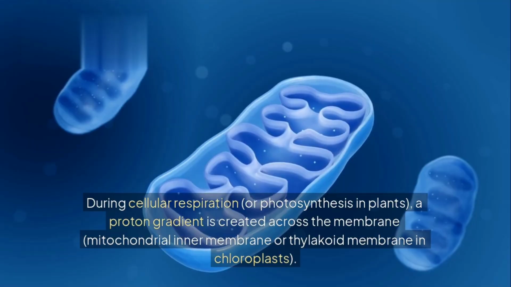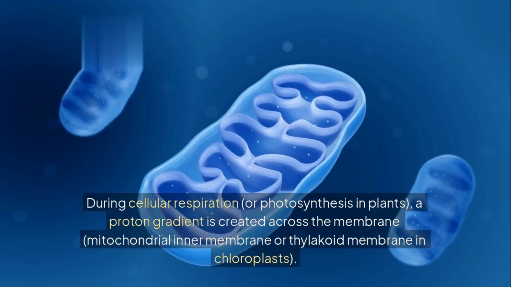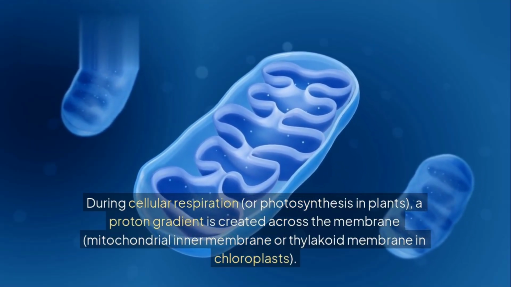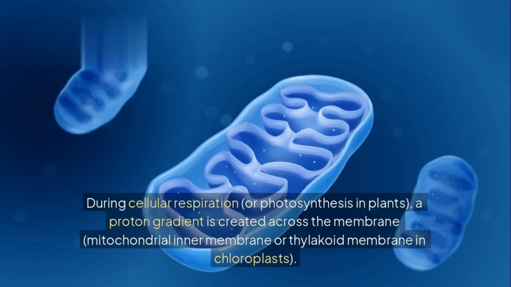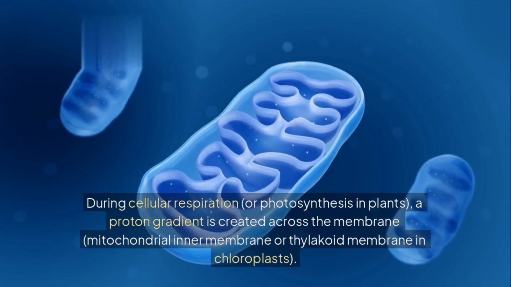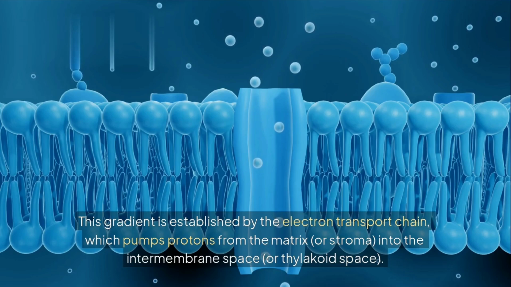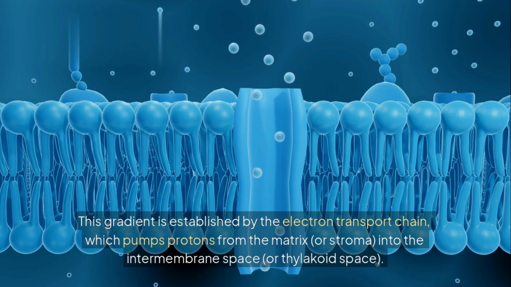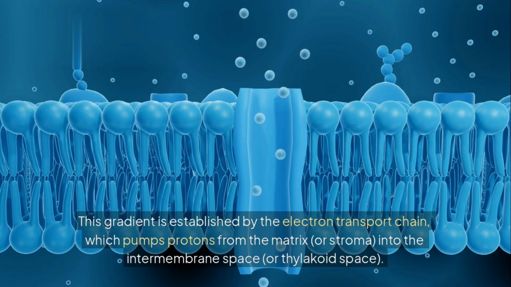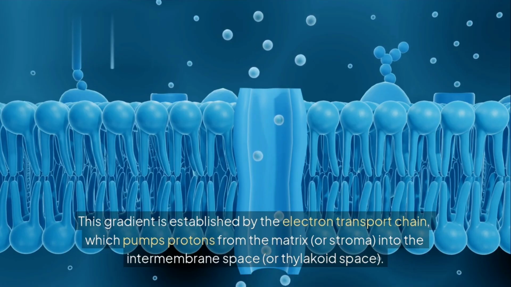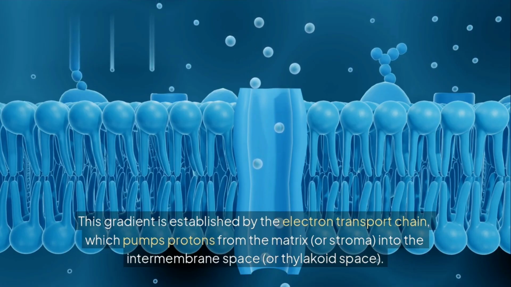During cellular respiration or photosynthesis in plants, a proton gradient is created across the membrane: the mitochondrial inner membrane or the thylakoid membrane in chloroplasts. This gradient is established by the electron transport chain, which pumps protons from the matrix or stroma into the intermembrane space or thylakoid space.